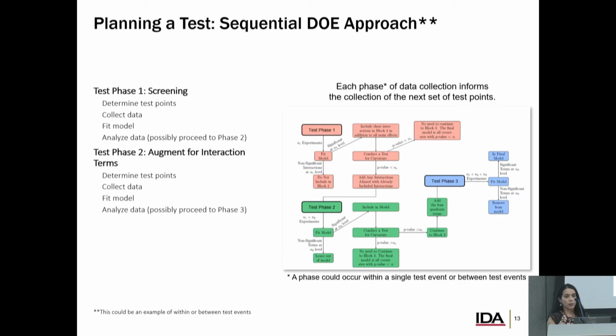So I'll augment and include interactions in this second phase. Once again, I use an experimental design, decide where I'm going to collect the data, the order that I'm collecting data as well, that's important, and then collect the data, fit the model, answer the question, should I keep going or not? And the last phase will be adding quadratic terms. And you keep going. So does it work?